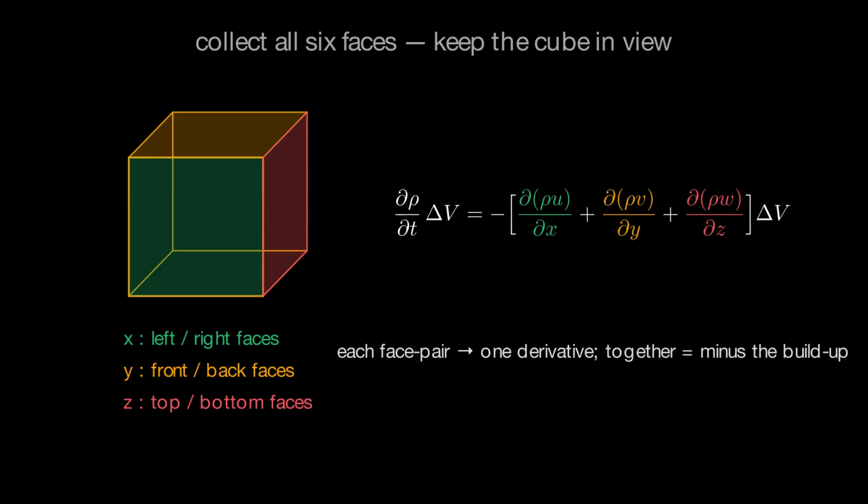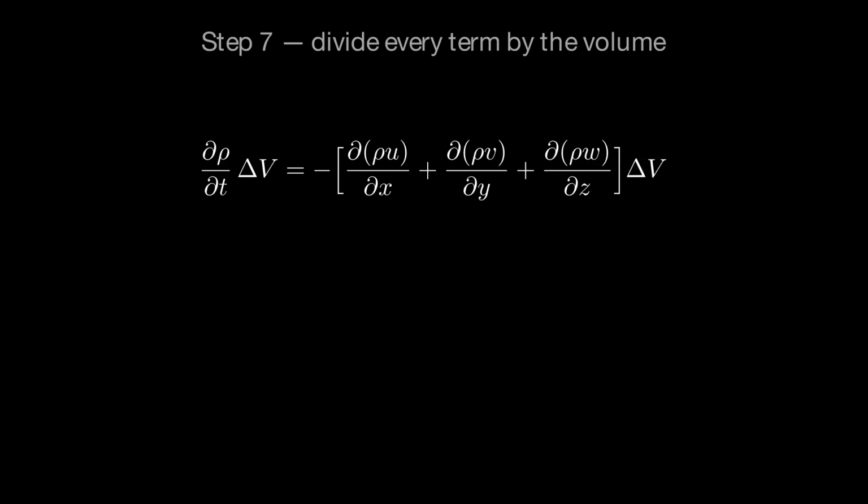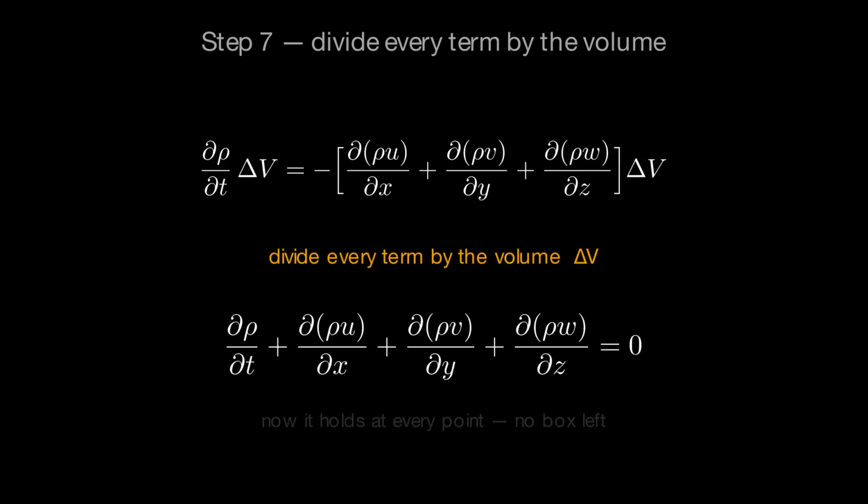By our law, it must equal minus the build-up inside. Put the balance together. The build-up equals minus the sum of those 3. Every term carries the same volume, so divide right through by it. And now the equation holds at every single point in the fluid. There is no box left in it.